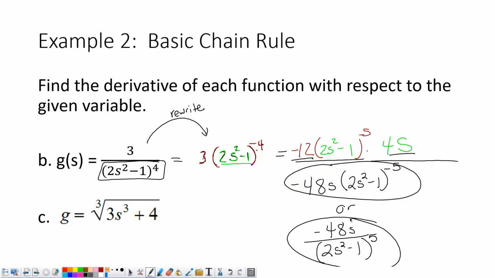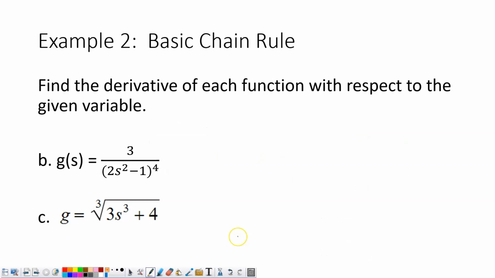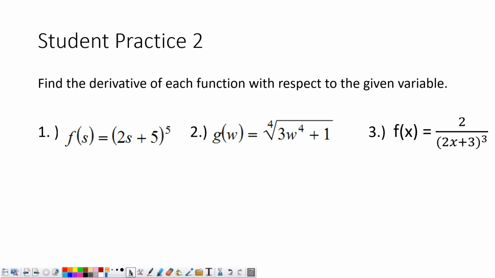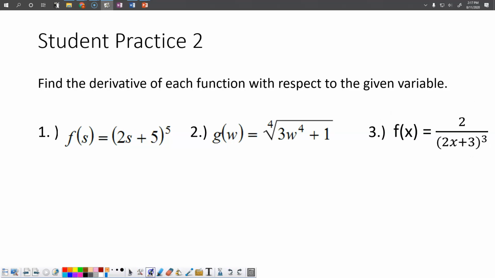Okay? So I'm going to have you guys try one like that, and then I'm going to show you how the quotient rule can actually work, even though it's a little bit harder. So I want you guys to do this one over here. Go ahead and pause the video, give it a shot, and then when you unpause it, you will see the solution.